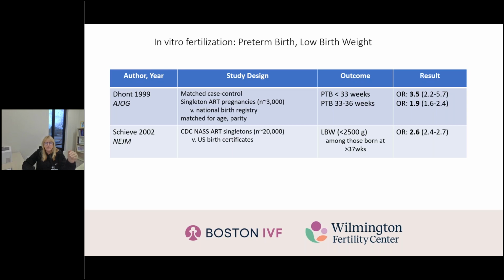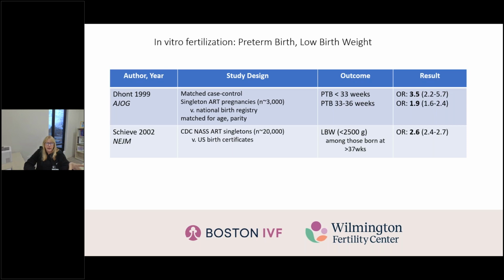So in 1999, they looked at singleton pregnancies and showed an increased risk of preterm birth in these patients, both less than 33 to 36 weeks and less than 33 weeks. This data was also looked at with the CDC data and looking at birth weight less than 2,500, and in singletons it was increased with that, even in singletons. One of the variables that you have in the CDC data is the etiology of infertility, and many of the other databases don't have that information.